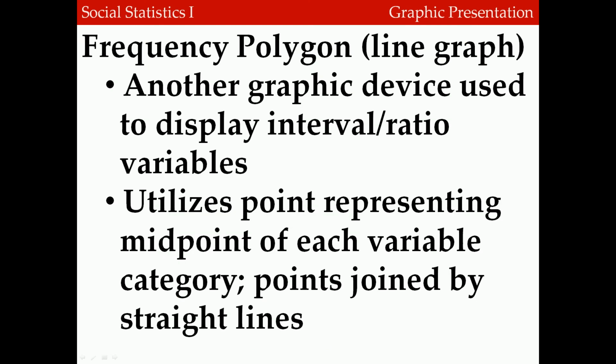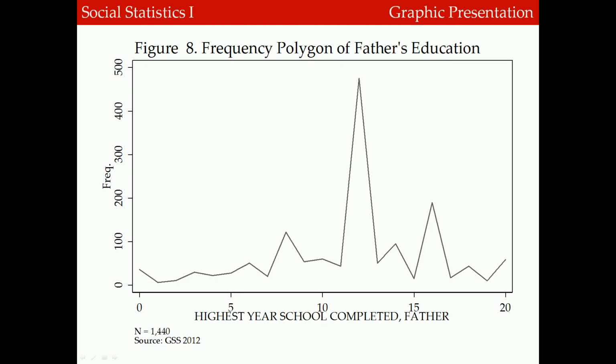Another way to show categories of an interval ratio variable is to use something called a frequency polygon, or what's better known as a line graph. A line graph basically utilizes points representing the midpoint of each category, and those points are joined by straight lines. So here's an example of a frequency polygon or line graph of father's education. Notice that we can see several peaks at, again, terminal degrees like 12 or like 16, which correspond probably to a high school degree or to a college degree, respectively.